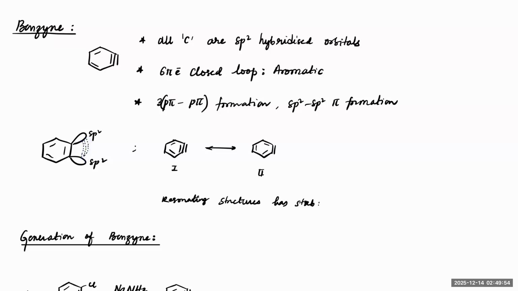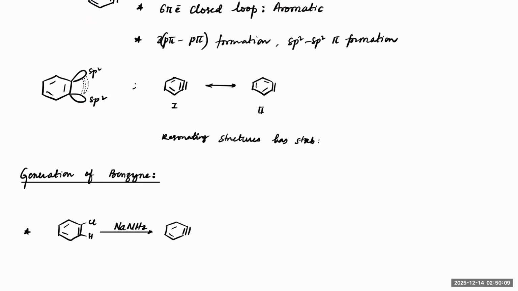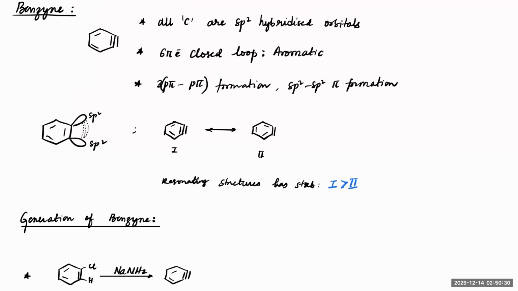Remember, it's an intermediate, so its lifetime is extremely low. It'll disappear in fraction of seconds. But we need to understand even in that fraction of second whether there is some stability established or not. Now, for this benzyne, there are two resonating structures we can make. One is in this side, one is in the opposite side, two Kekulé structures. So obviously in the one, we can see the triple bond more likely happening. Here the triple bond is not observed much, so therefore stability wise, 1 is greater than 2.